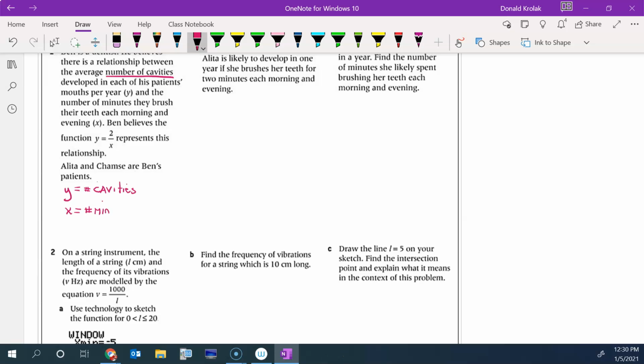Okay, and then the relationship is Y equals 2 over X. So basically, if you take the number of cavities per year and you multiply it by the number of minutes that you spend brushing, what are you going to get? What would that always equal?